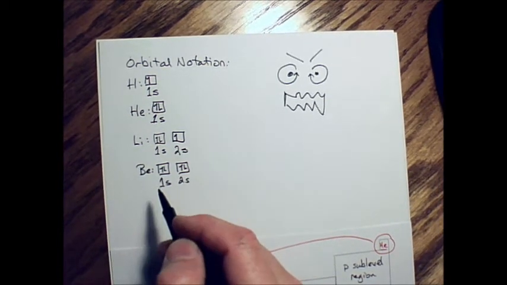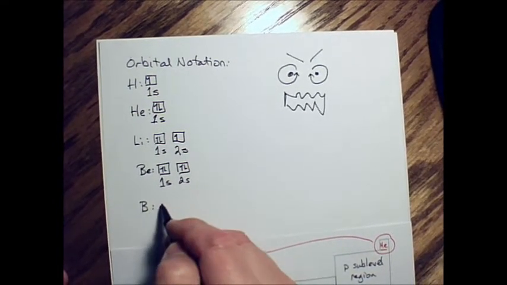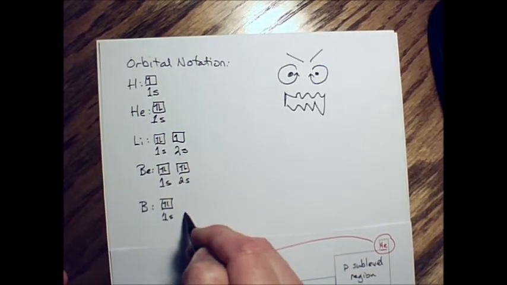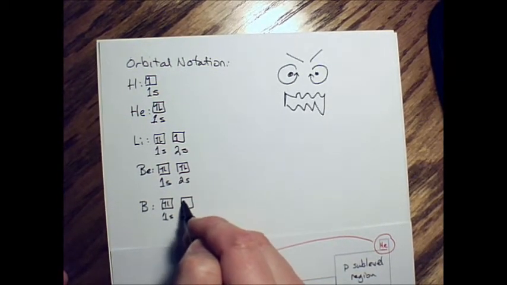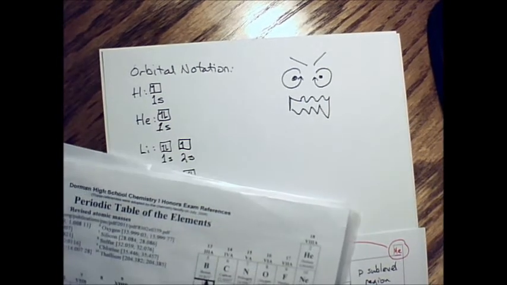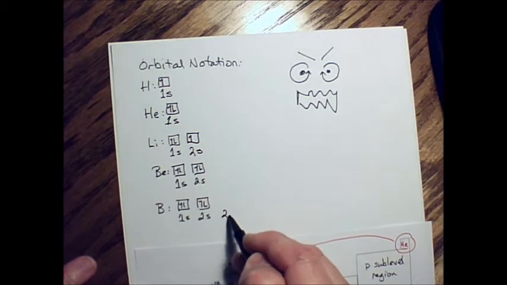All right. What's the next atom? Boron. Okay. So we're going to build on what we already got. Here's 1s. Here's 2s. But now boron's electron must be in a different region. What region is it in? P. What row are we in? Still in the second row, so this must be 2p.